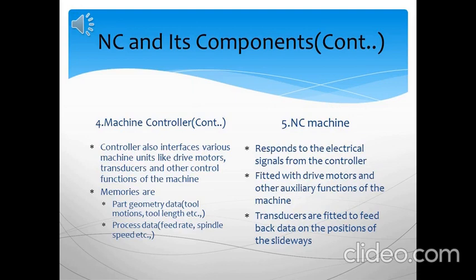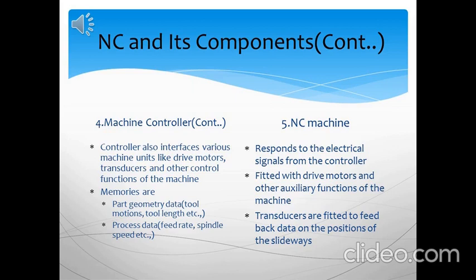The machine controller also interfaces various machine units like drive motors, transducers and other control functions of the machine. The data is of two types. The first one is part geometry data, which contains tool motions, tool lengths, tool radius and tool compensations. The second one is process data, which contains feed rate, spindle speed, tool changes and cutting fluid application. The last component, NC machines, responds to the electrical signals from the controller and is fitted with drive motors and other auxiliary functions of the machines.